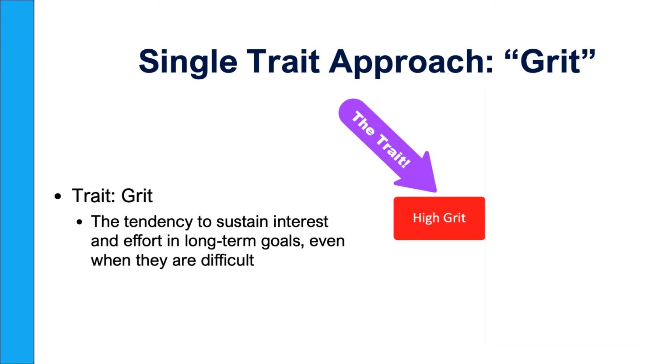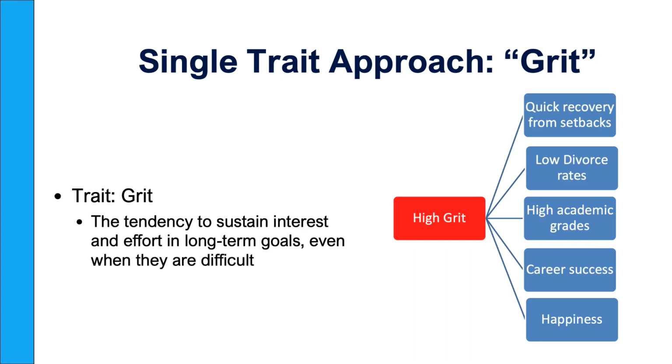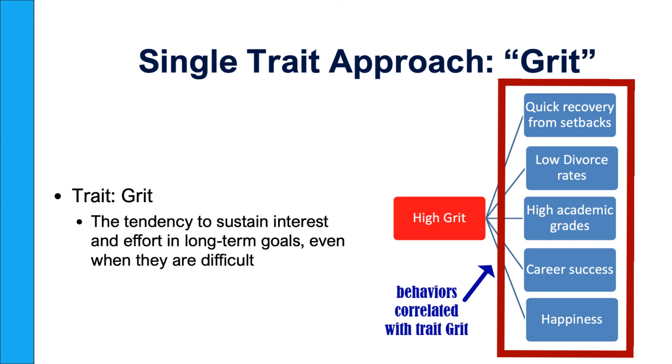And then you would correlate the behaviors that are associated with high levels of grit, people who have higher levels of this trait. And what they found is that people who score highly on this trait have lower divorce rates. They recover better and faster when things go wrong, when things go bad in their lives. They tend to have high academic grades and later higher career success, and overall they're happier. So these are all behaviors that go along with people who score highly in this single trait of grit.